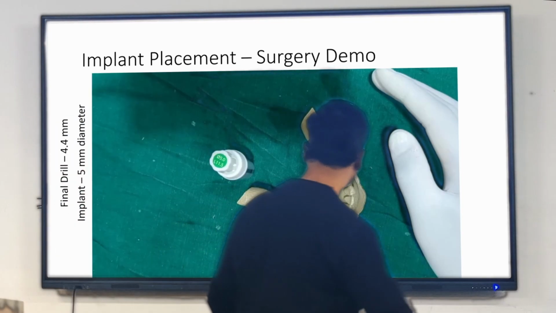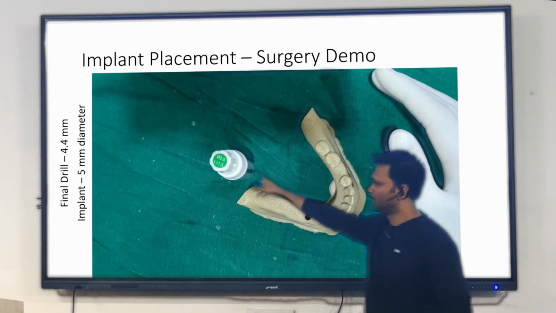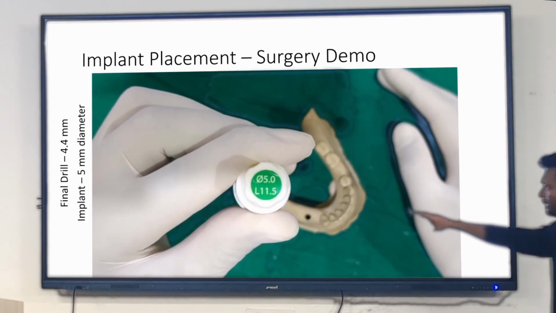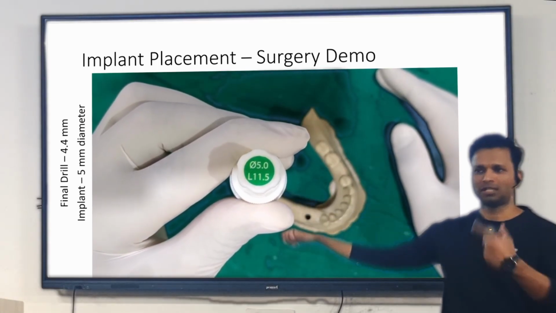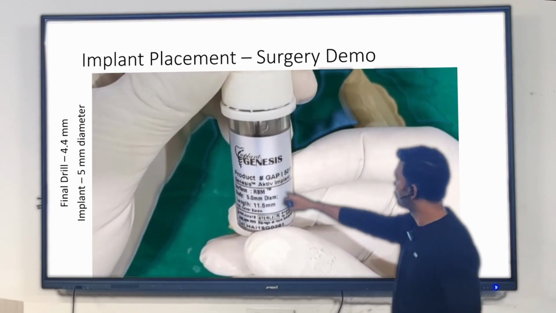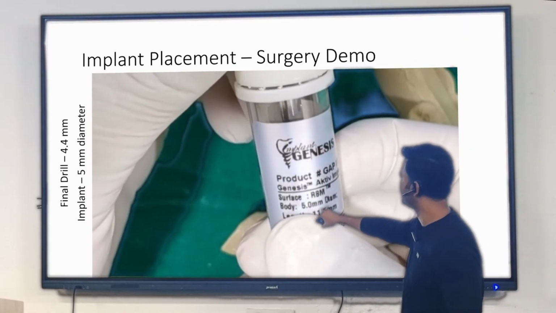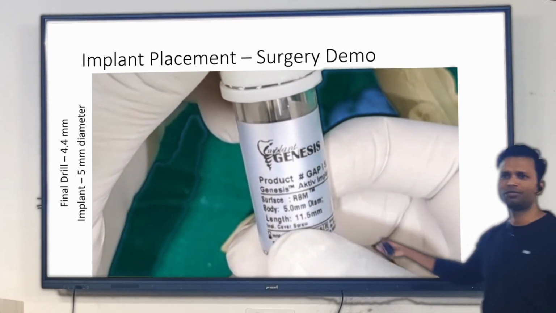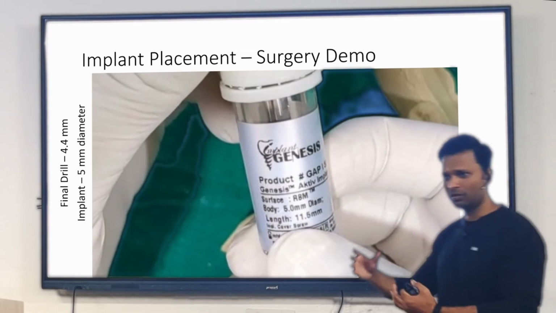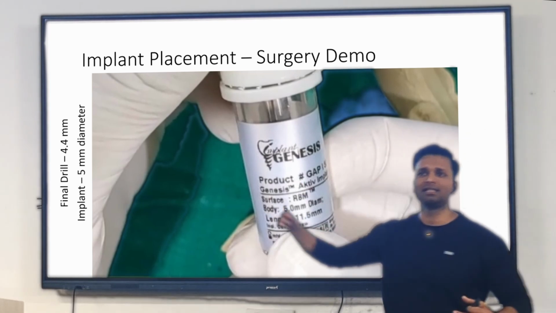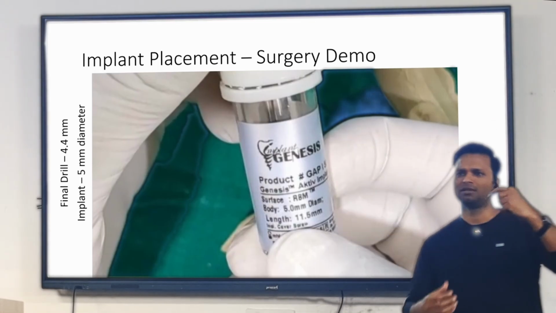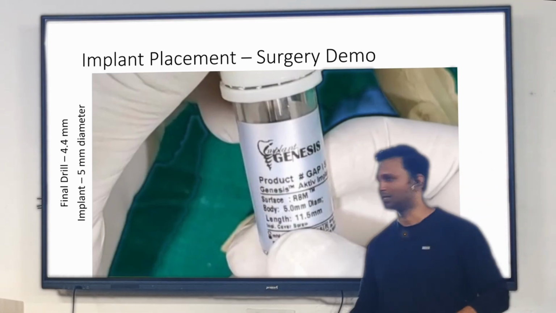But before placing the implant, do you see the packing of this implant? The implant comes in this packing. There are two packings. Outer packing is non-sterile, so you can touch it with bare hands. Okay. On this packing everything is written, the diameter that is 5 mm, length 11.5 mm. Then the insides, the content of this packing, is sterilized. So you're not supposed to touch the insides without wearing a sterilized surgical glove.